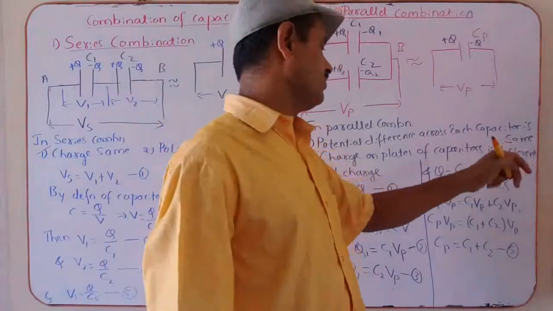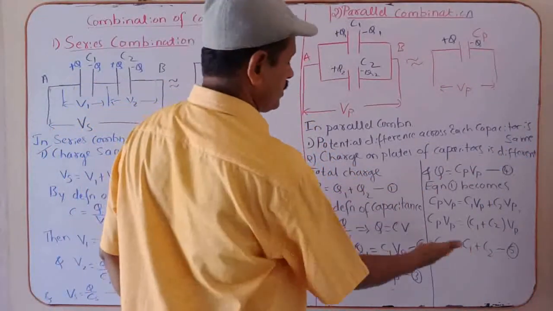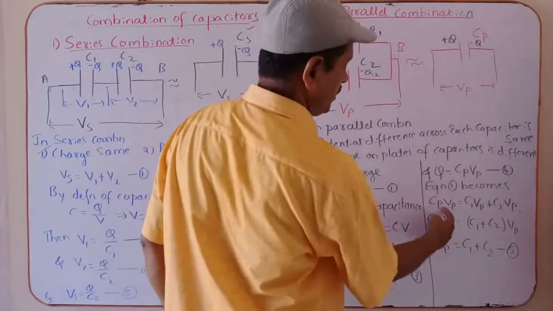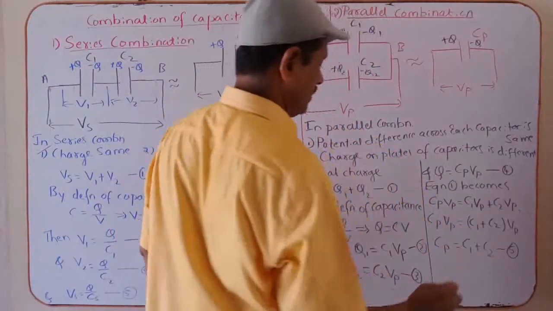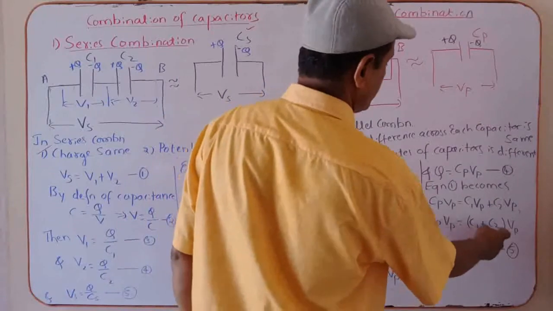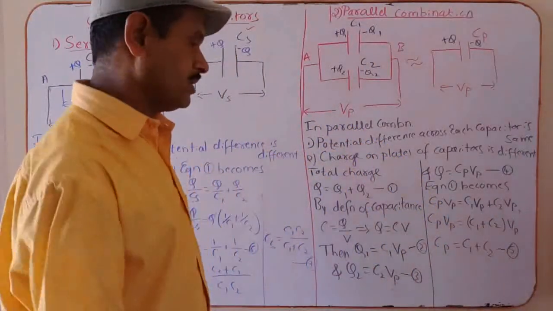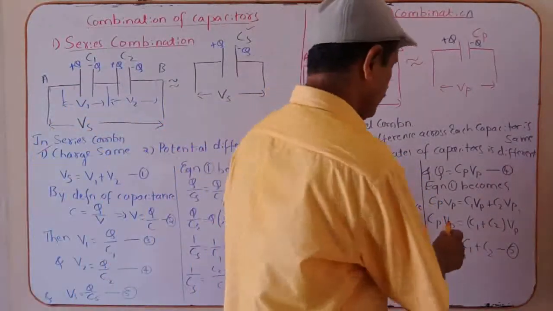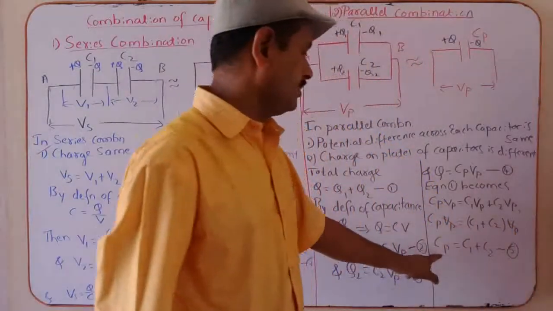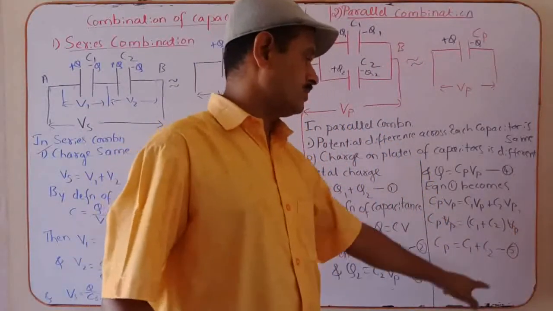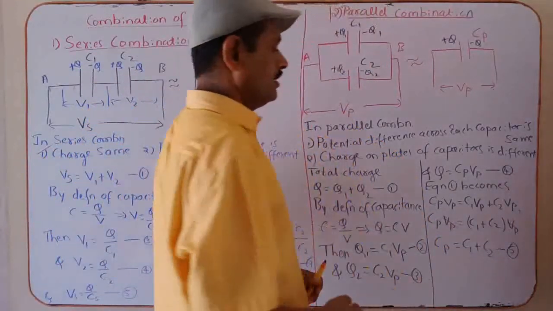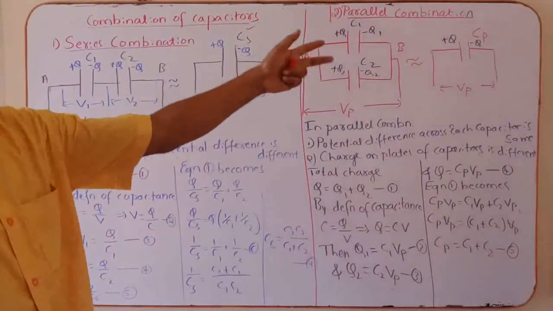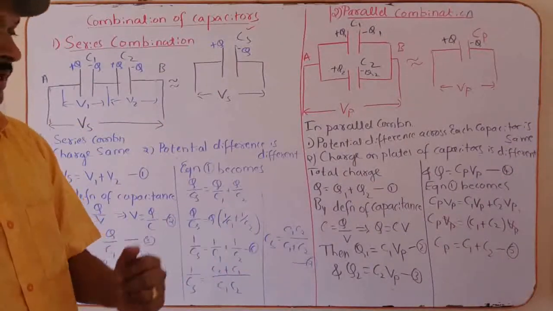Equation number 4. Now equation 1 becomes, substituting: Q is Cp into Vp, Q1 is C1 into Vp, Q2 is C2 into Vp, so Cp into Vp equals C1 plus C2 into Vp. Vp is common, so Vp gets cancelled. What happens? Cp is equal to C1 plus C2. Now equation number 5 is the expression for the equivalent capacitance of the parallel combination of 2 capacitors.